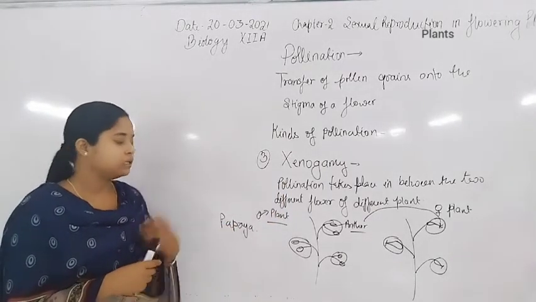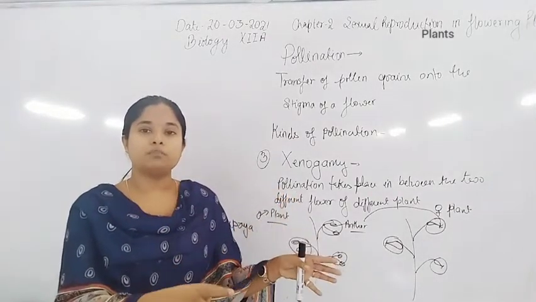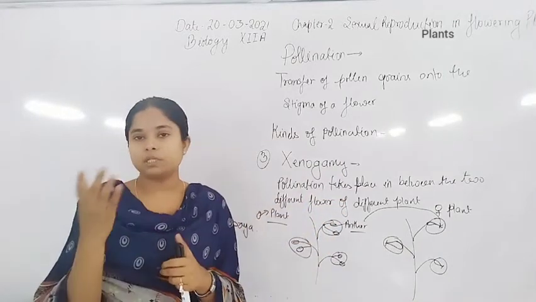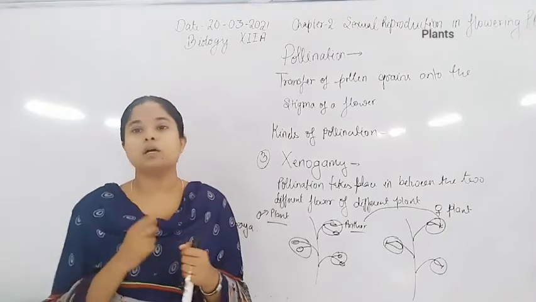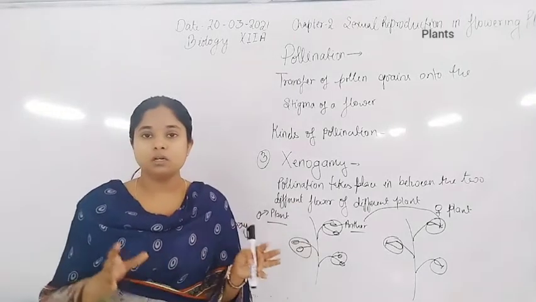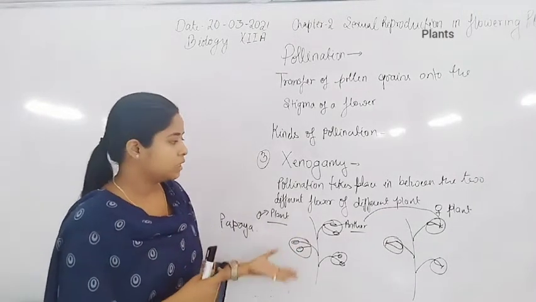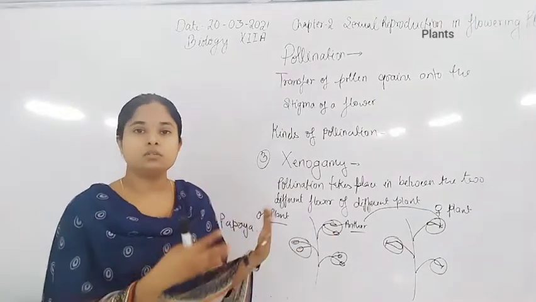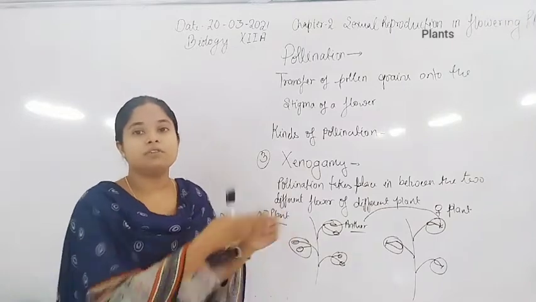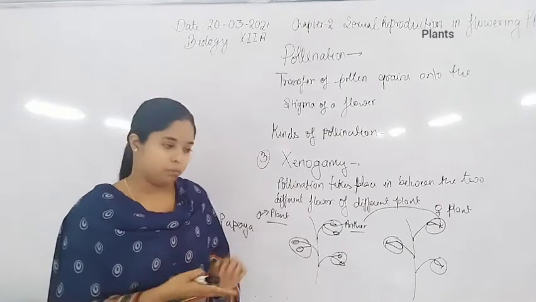An example is papaya, and cycas also, because the male reproductive part is present on a different plant and the female reproductive part is present on a different plant. So the male plant will be separate and the female plant will be separate. Papaya also shows two different plants, male and female. In this way there are many plants that are unisexual and show the dioecious plant body, that is, male and female reproductive parts present on two different plant bodies.